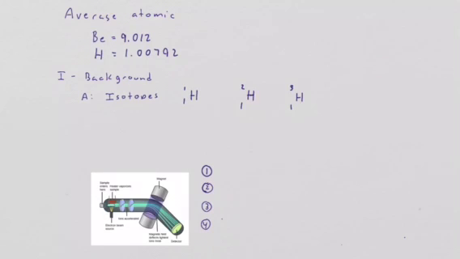So this video is on average atomic mass. Key concept: when you look on the periodic table, this is the atomic mass given for beryllium, this is for hydrogen. There are no atoms of hydrogen with that mass, there are no atoms of beryllium with that mass. However, that is their average.